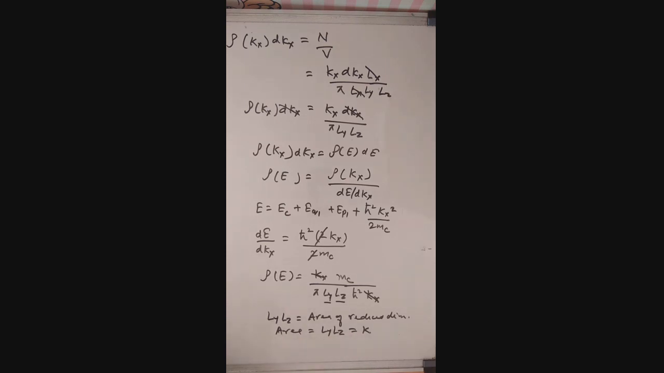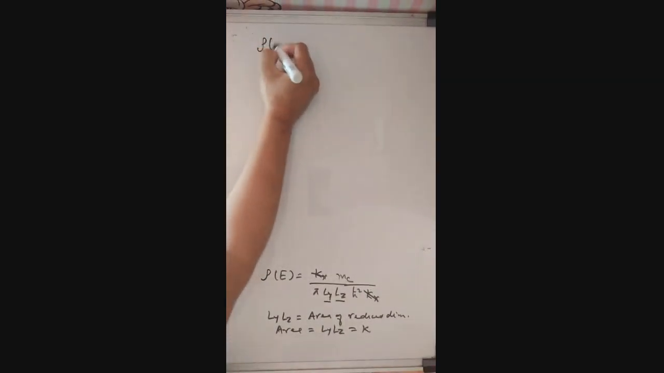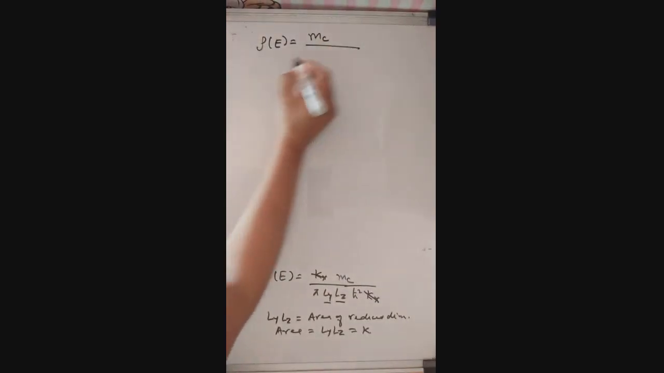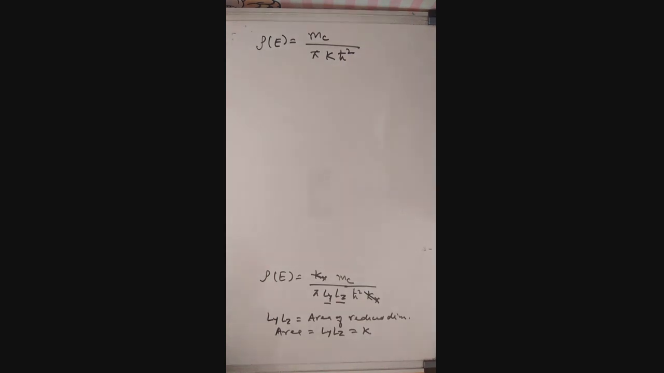We can say this is the area of a small rectangle or a square. So instead of this, we'll be using k. Now we have rho of E equals mc upon pi k h cross square. This is what we are having.